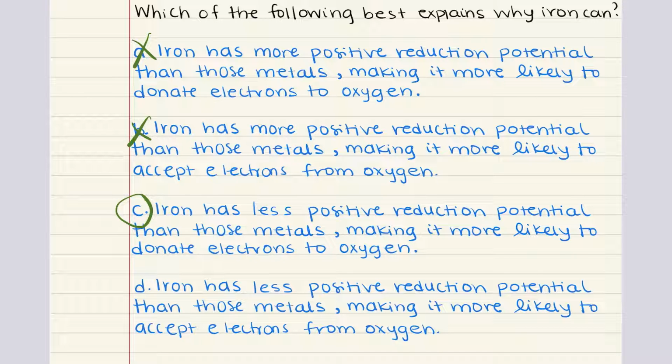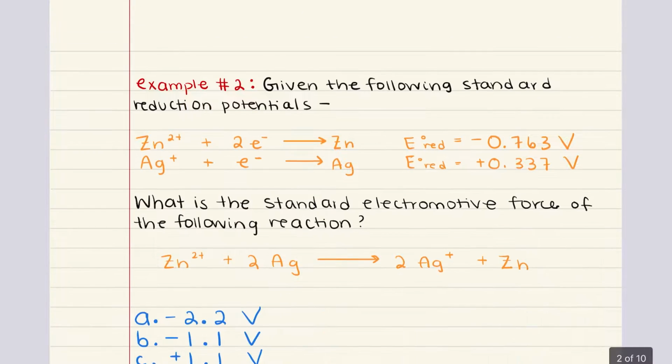Option D says iron has less positive reduction potential than those metals, making it more likely to accept electrons from oxygen. Now, this statement is incorrect because it contradicts the process of rusting, where iron donates electrons and is oxidized rather than accepting them. And so, the correct answer for problem 1 is C. Let's go ahead and move into problem 2.